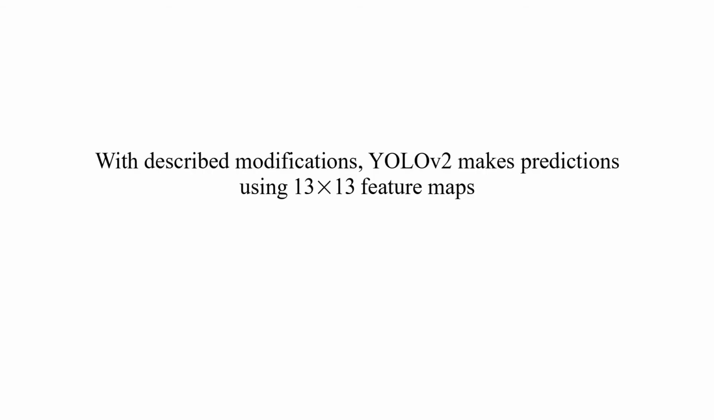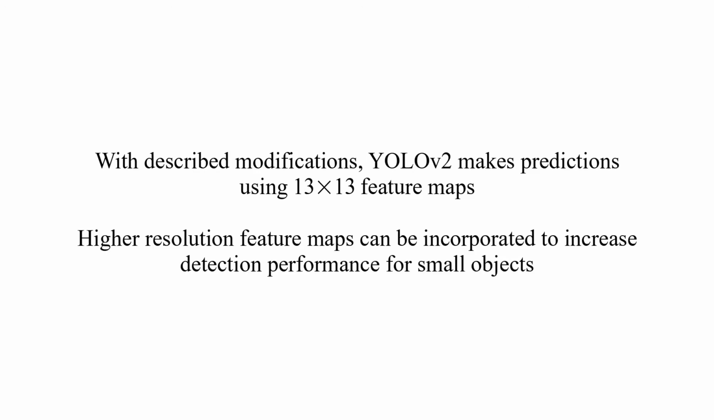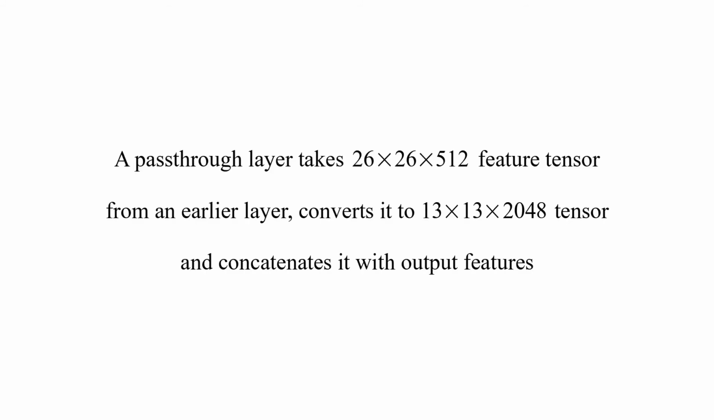Fine-grained features. With discrete modifications, YOLO version 2 makes predictions using 13x13 feature maps. Higher resolution feature maps can be incorporated to increase detection performance for small objects. A passthrough layer takes 26x26x512 feature tensor from an earlier layer, converts it to 13x13x2048 tensor, and concatenates it with output features.